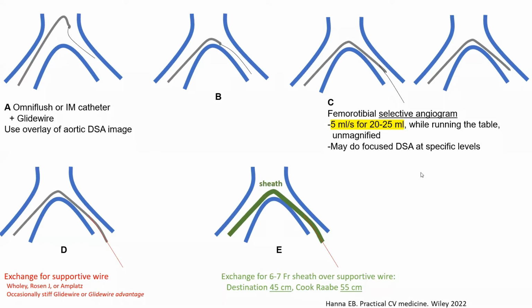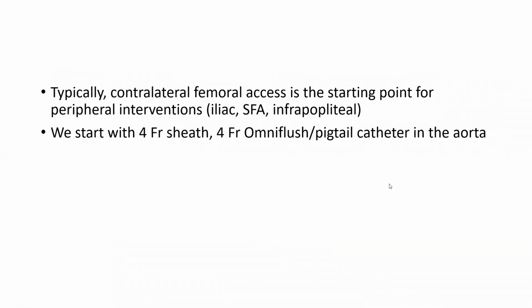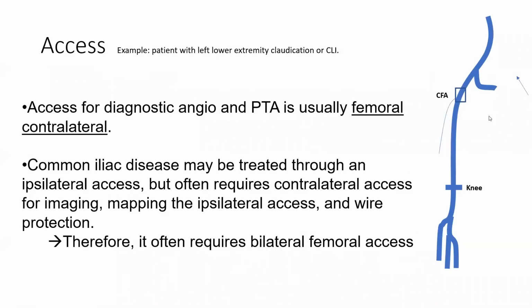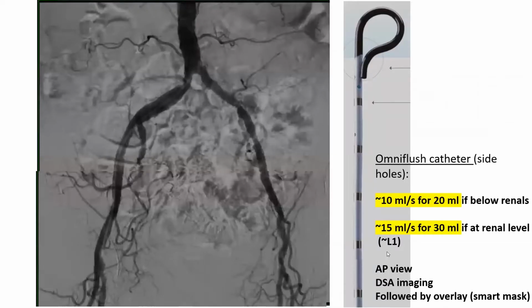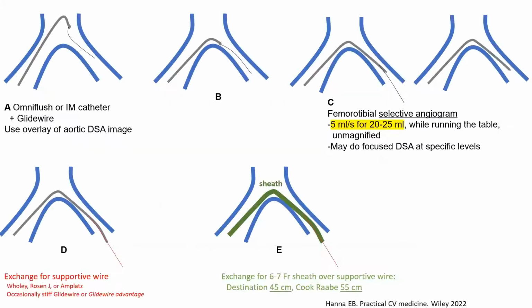Sometimes if somebody has infrapopliteal disease, and he doesn't have SFA, let's say, I advance the catheter all the way to the popliteal, and I do selective DSA of those infrapopliteal vessels using much lower volume of contrast and much better image quality. Okay. So I obtain my images.